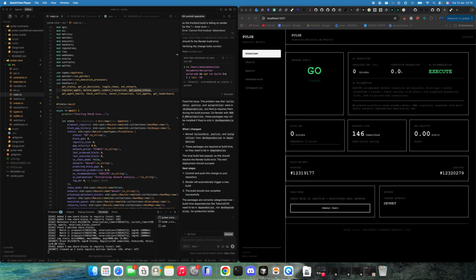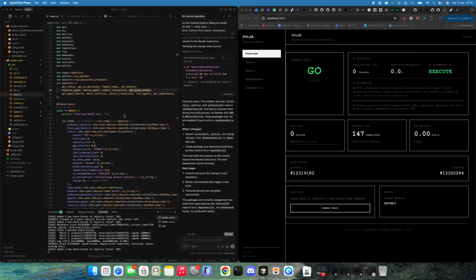Pulse is a latency aware orchestration layer that protects autonomous agents from network back pressure. What Pulse does is it monitors the block gap, which is the difference between the proposed and executed blocks, in real time. And this metric tells the agent if you are safe to execute, or if you are about to act on a stale state.